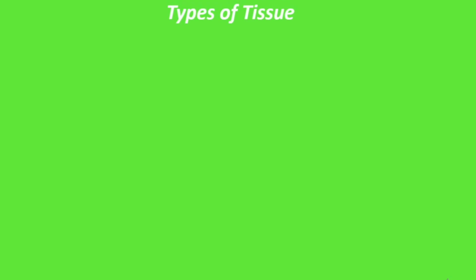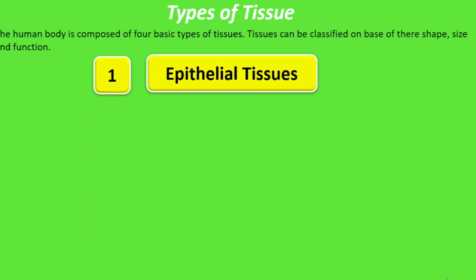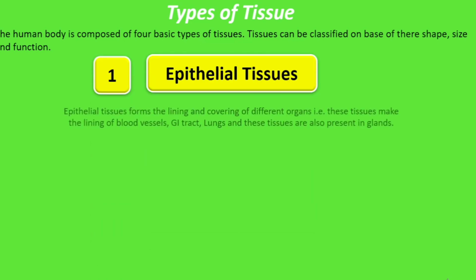Types of tissue. Tissue can be categorized on the basis of their shape, size and function. As we know, human body cells have many types and they form a large number of groups in the body. But here in this short tutorial we will discuss the four main basic types of tissues, and these are: number 1, epithelial tissue.